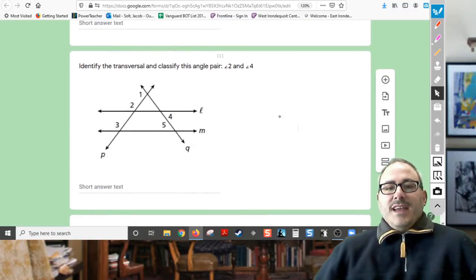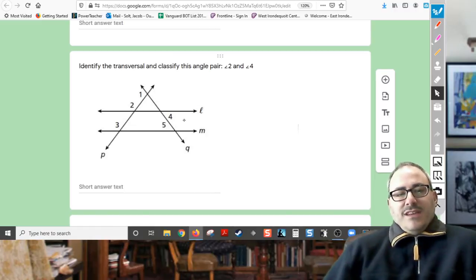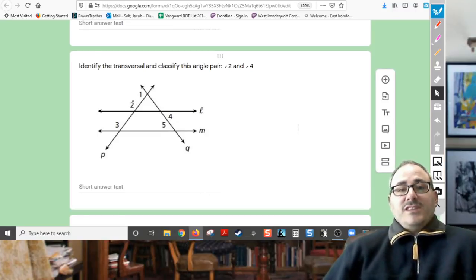Okay. Angle 2 and 4. Well, this is interesting. I'm glad I was looking at this, because the transversal of 2 and 4 is actually line L. The transversal is line L, and they would be alternate exterior angles. This one was tricky. If you tried this on your own and found this one hard, this one is hard. I was being sneaky with this one.